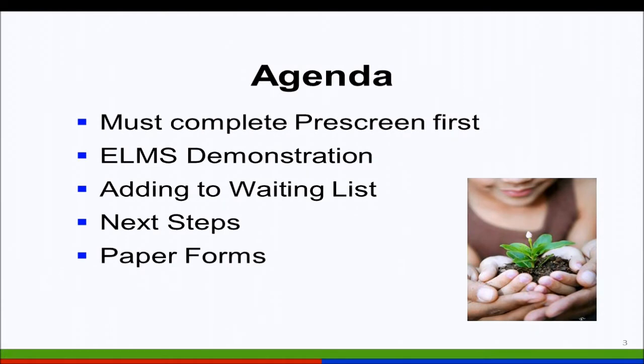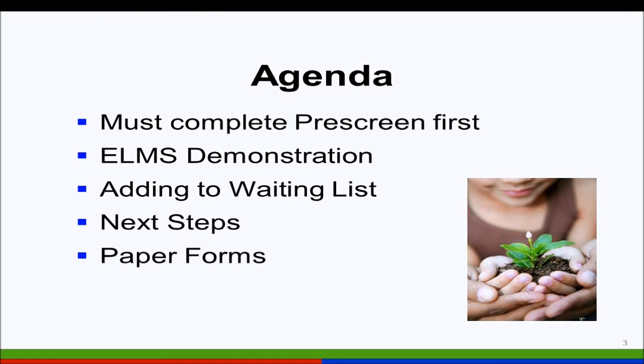What we're going to talk about today is the order of completing the application after the pre-screen. I'm going to demonstrate the application in ELMS, show you how to add children to the waiting list, show what the next steps are, and then show you where to access the paper forms if you want to also use paper forms. In ELMS, you must complete the child's pre-screen before you start their application.